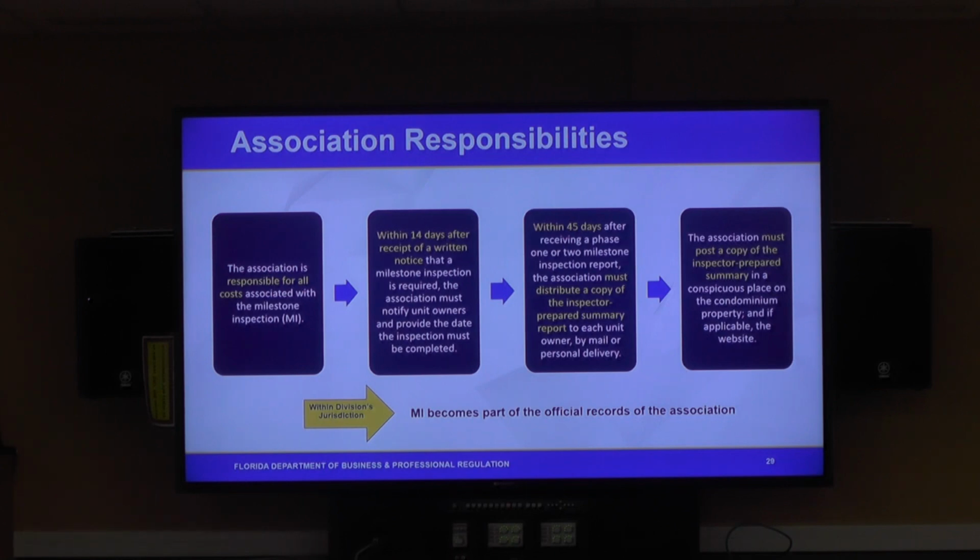The association must post the summary report conspicuously on the condominium property and on the website if there's one. And talking about the website, we're going to go over that in detail later. Come July 1st, it's no longer 150, but 25 or more units required to have a website. That's more money there, right? The milestone inspection becomes part of the official record and must be maintained for 15 years.